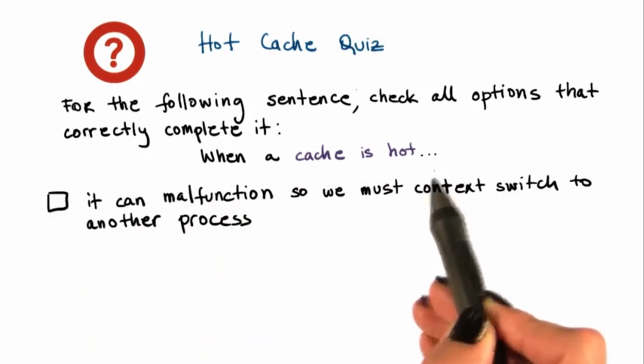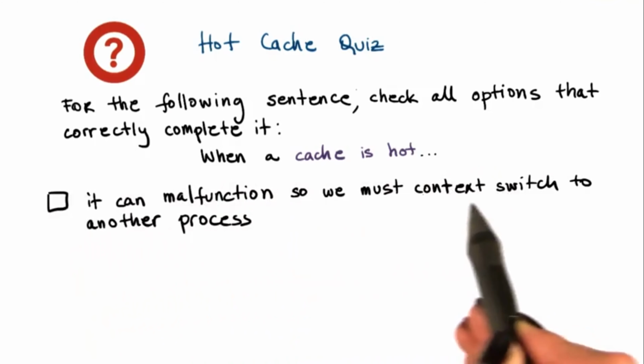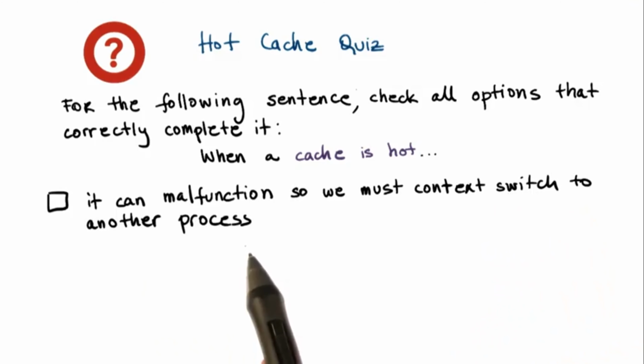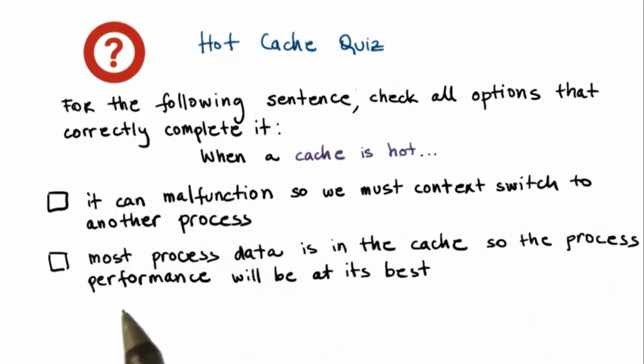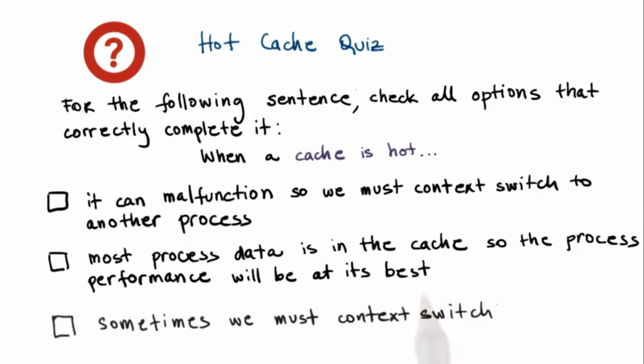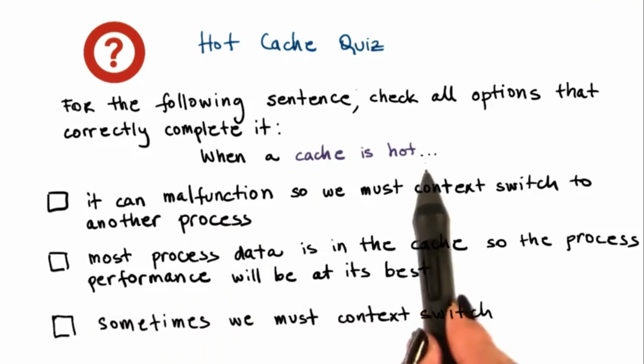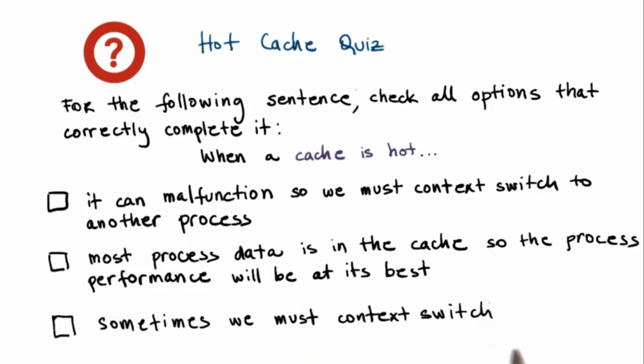When a cache is hot, it can malfunction, so we must context switch to another process. When a cache is hot, most process data is in the cache, so the process performance will be at its best. Or the last choice, when a cache is hot, sometimes we must context switch.